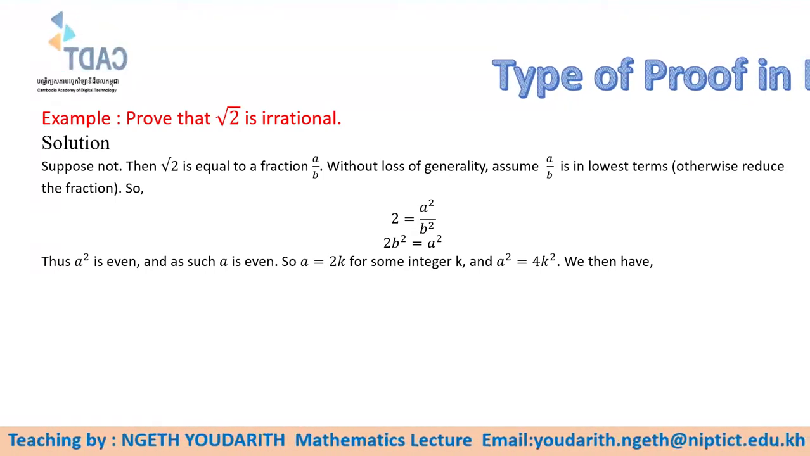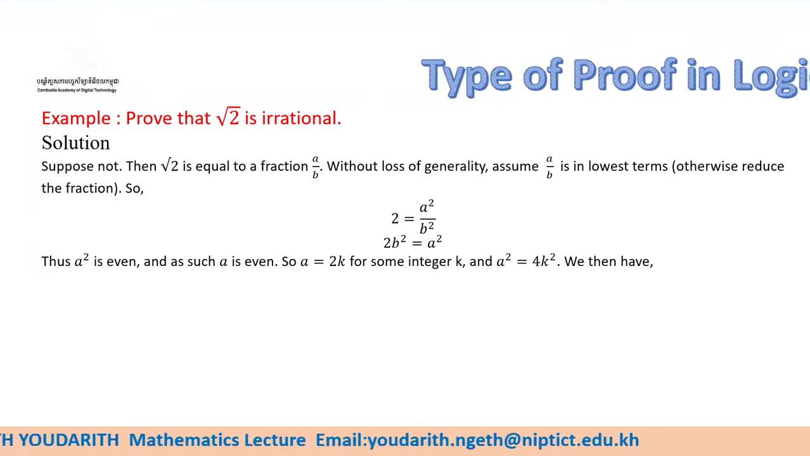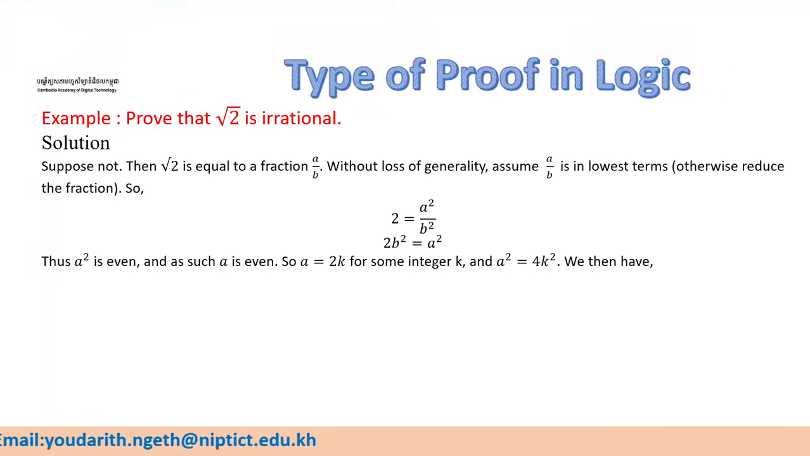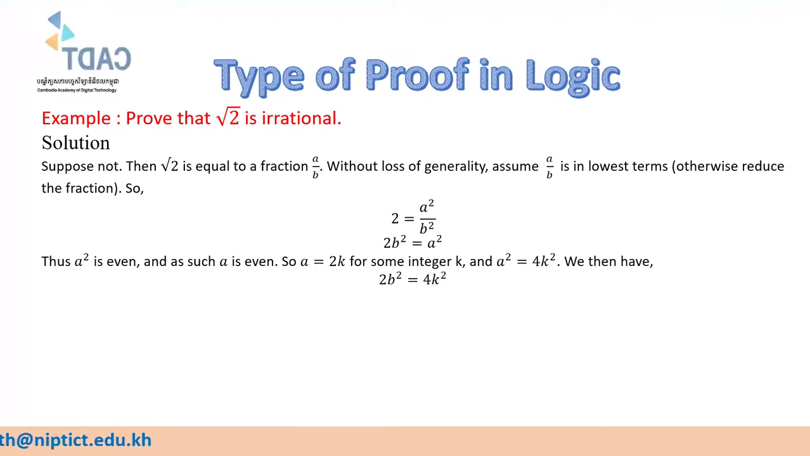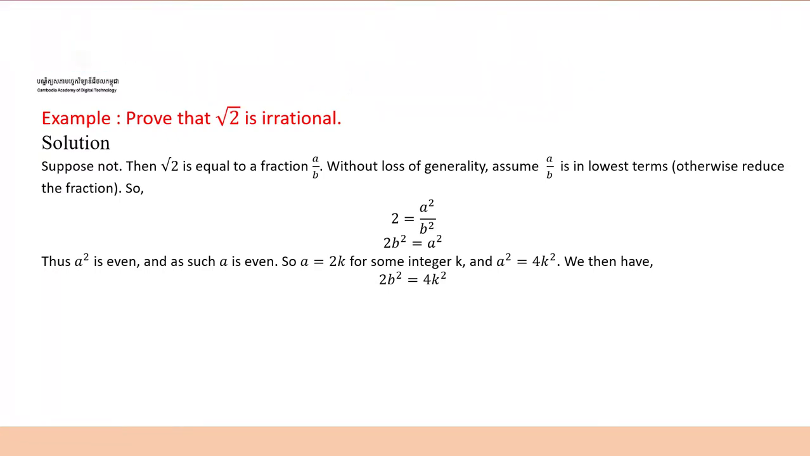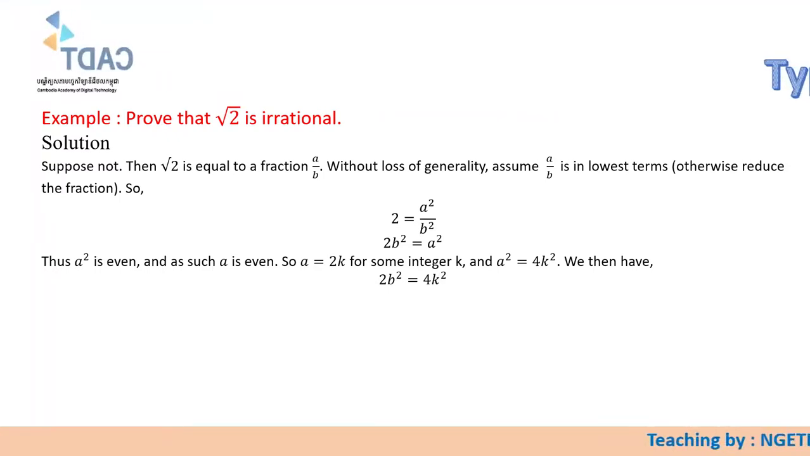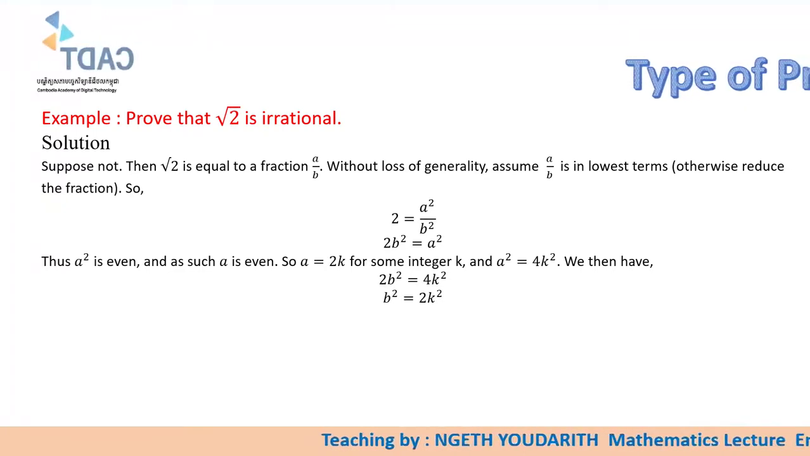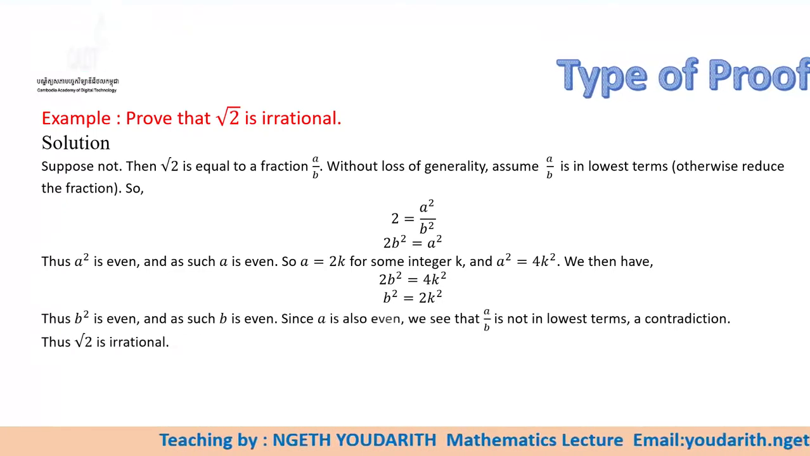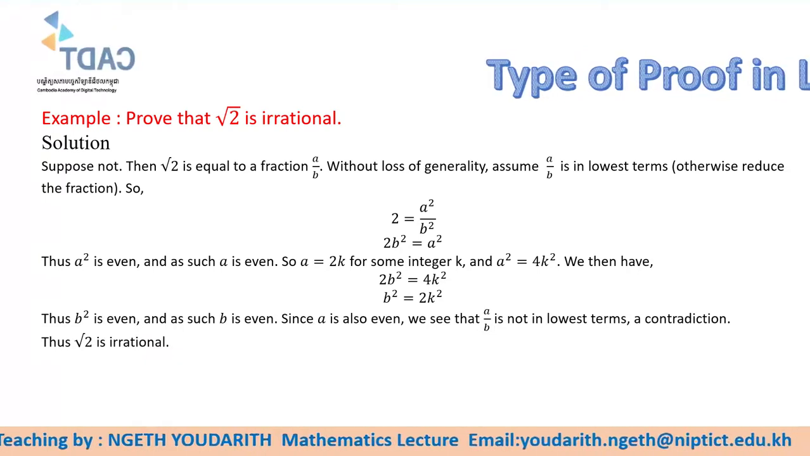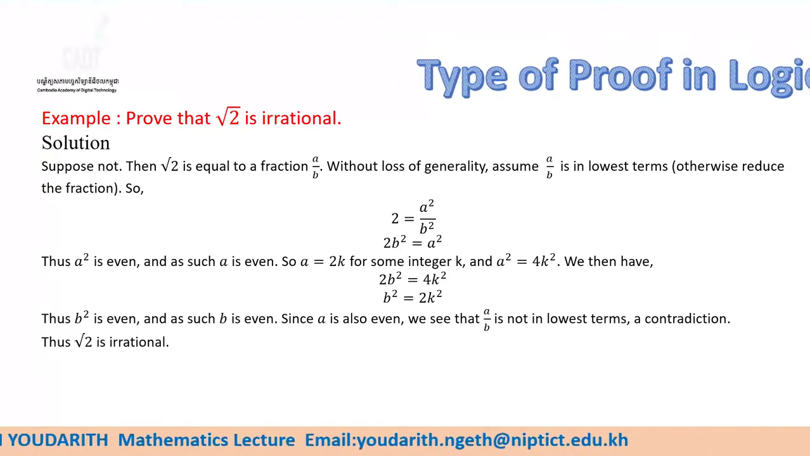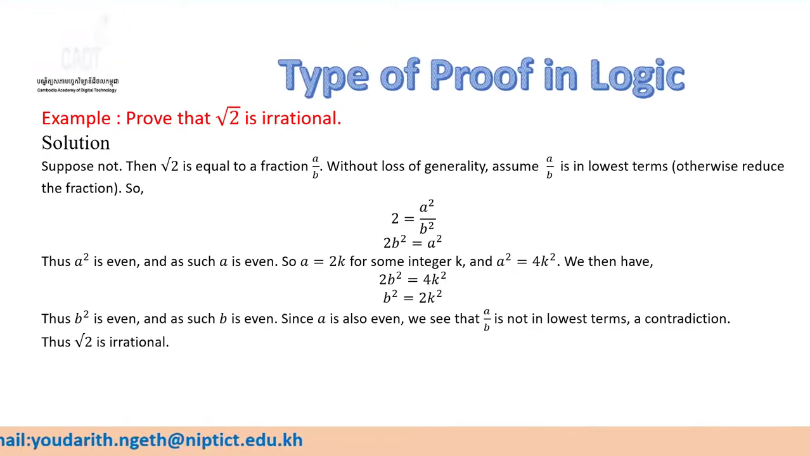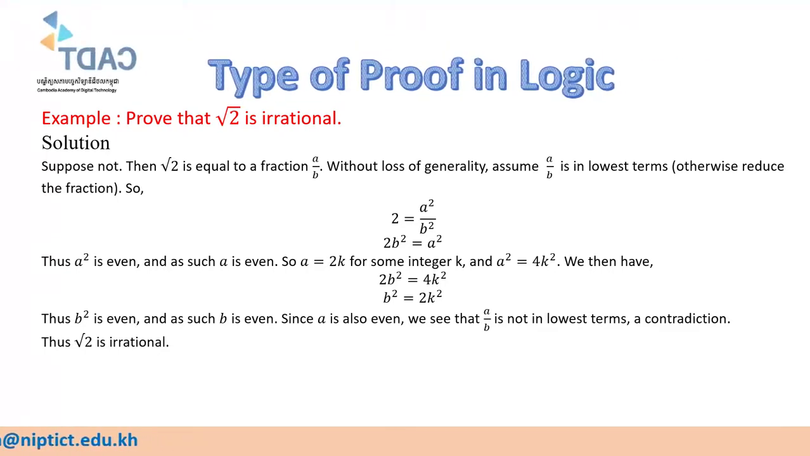and then a square is equal to 4k square. We then have 2b square is equal to 4k square. So b square is equal to 2k square. So I got b is an even number. So a is an even number and b is an even number. So a and b are not coprime to each other.